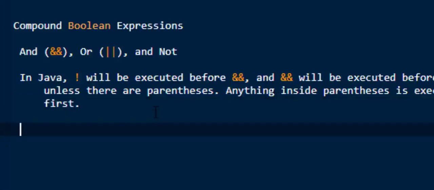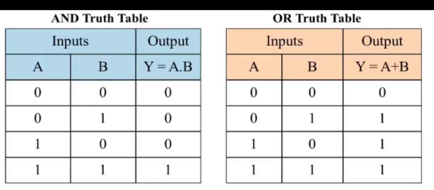Now let us see what are truth tables. In the truth table shown, you can find two truth tables, an AND truth table and an OR truth table. Now the 0 stands for false and 1 stands for true. So let us see what is the output of the AND truth table. That is A and B, and let's say the output is Y.